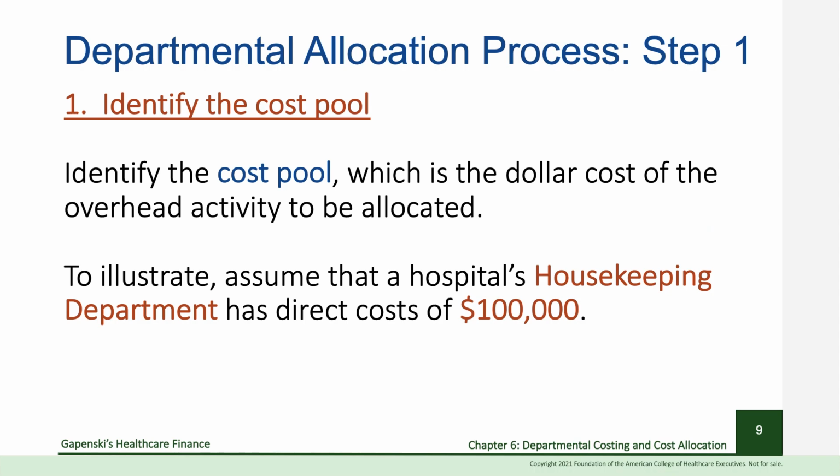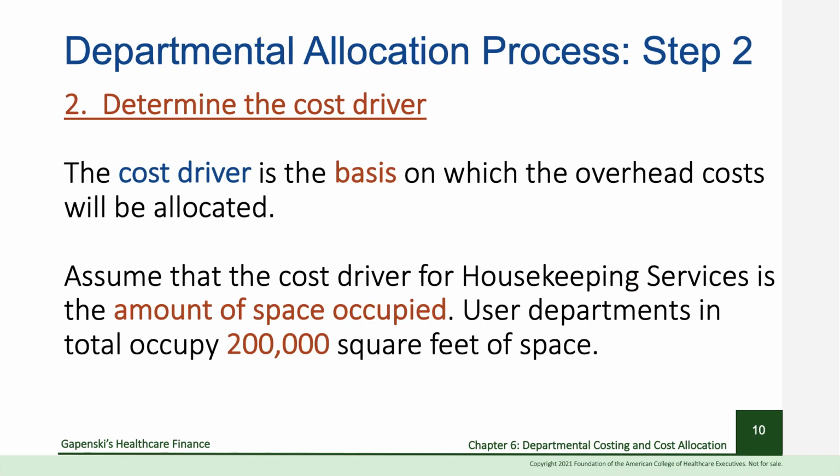So there are a few steps which we will discuss for the allocation process. The first step is identifying the cost pool, which is the dollar cost of the overhead activity to be allocated. So how many dollars do you have that need to be allocated? For example, assume that a hospital's housekeeping department has direct cost of $100,000. You want to allocate that $100,000 in a certain way, and you need to know how much is that cost pool. So the cost pool is the housekeeping department's $100,000, the whole sum of money.